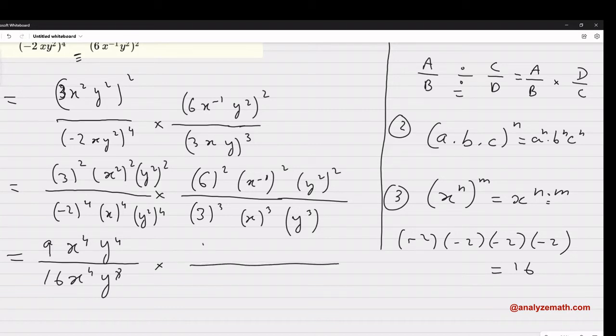6 to the power 2 is 36. Now x to the power minus 1 to the power 2, I apply this rule: I multiply minus 1 by 2, that gives me negative 2. And for y, I apply the same rule, y to the power 2 by 2, that gives me 4. Let's go down here: 3 to the power 3 is 3 times 3 times 3, that gives me 27, x3 and y3.